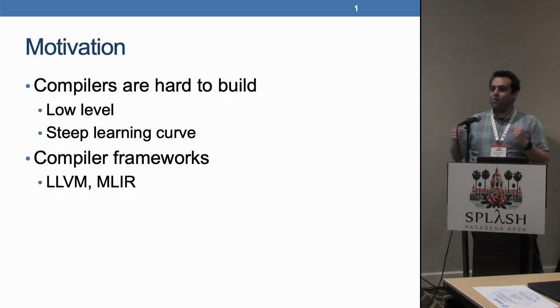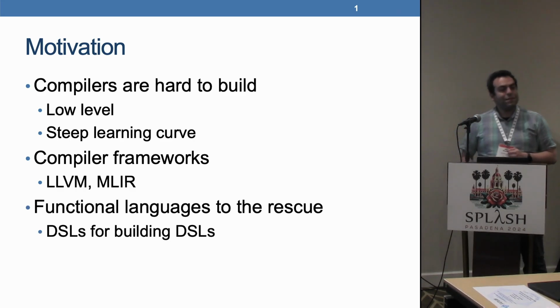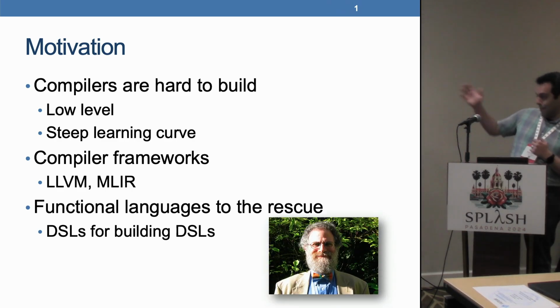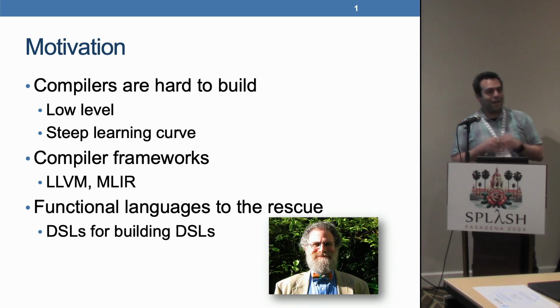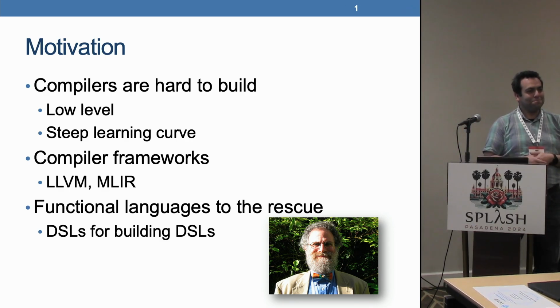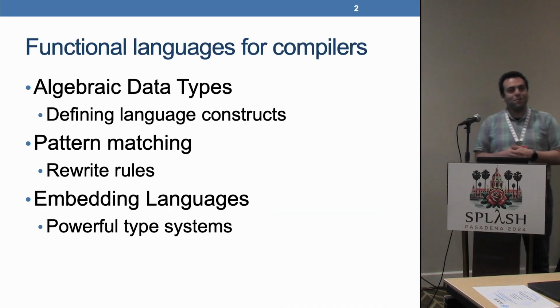However, if you talk to functional programmers, they would say that you have to use a functional language to build a compiler. I don't know who is the originator of this quote, but at least I know my colleague Philip Wadler has said that several times: functional languages are like domain-specific languages for building domain-specific languages. And why is this the case? They provide a very cool set of features.